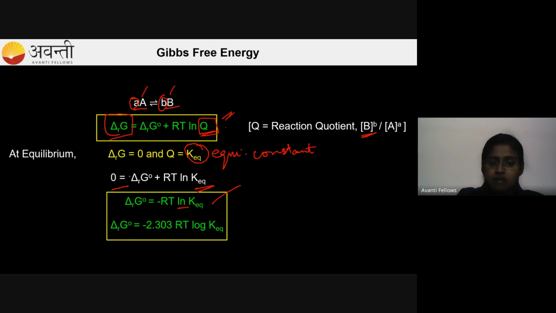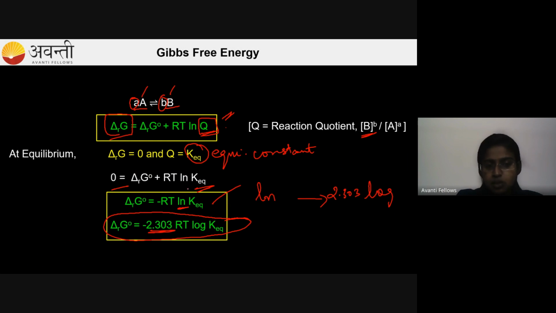And if you convert this ln into log, what you have to do? You have to multiply this by 2.303. So that is what is being done here. And at last, we have arrived at this particular formula in which delta GR naught is equal to minus 2.303 RT log of KEQ, which is very, very important. With this, the thermochemistry part of this lesson is getting over.